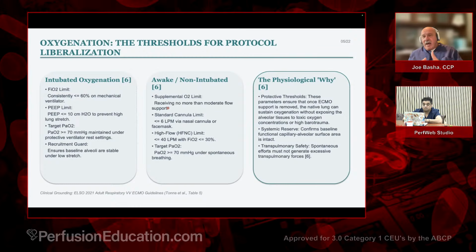And the physiological why, protective thresholds. These parameters ensure that once ECMO support is removed, the native lung can sustain oxygenation without exposing the alveolar tissue to very high FiO2s, which is toxic to the tissue, or high barotrauma if you have to go up on your PEEP and go up on your tidal volumes with positive pressure ventilation. You want there to be a systemic reserve, which confirms baseline functionality of the capillary alveolar surface area and maintaining that as intact, and transpulmonary safety.